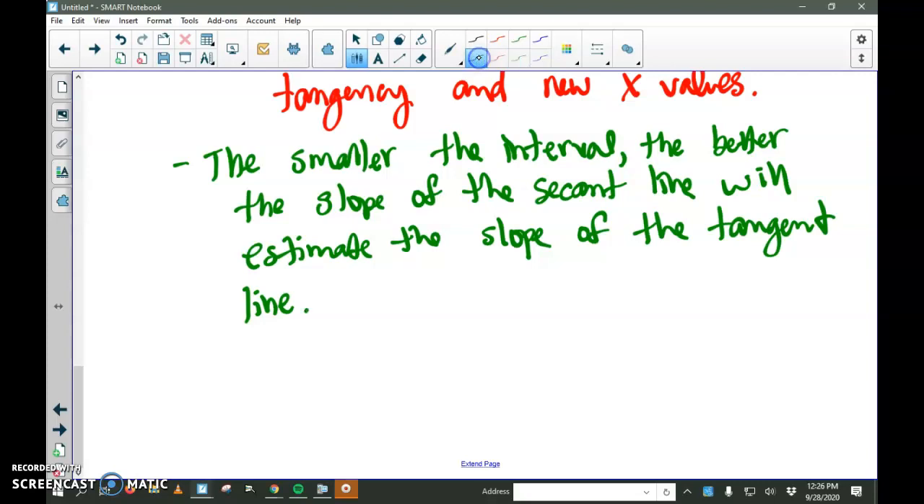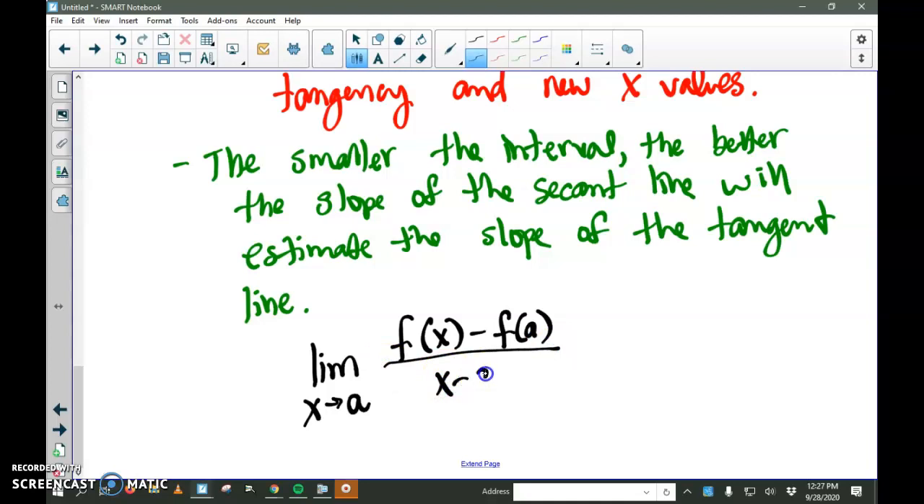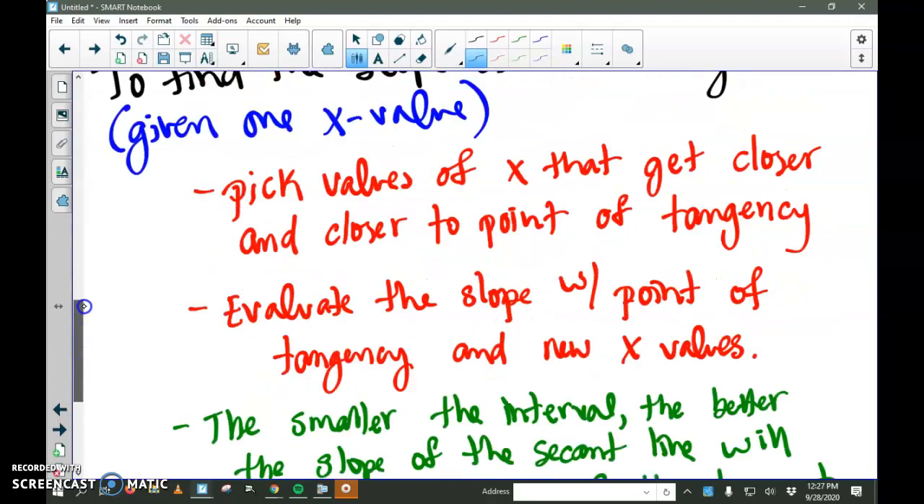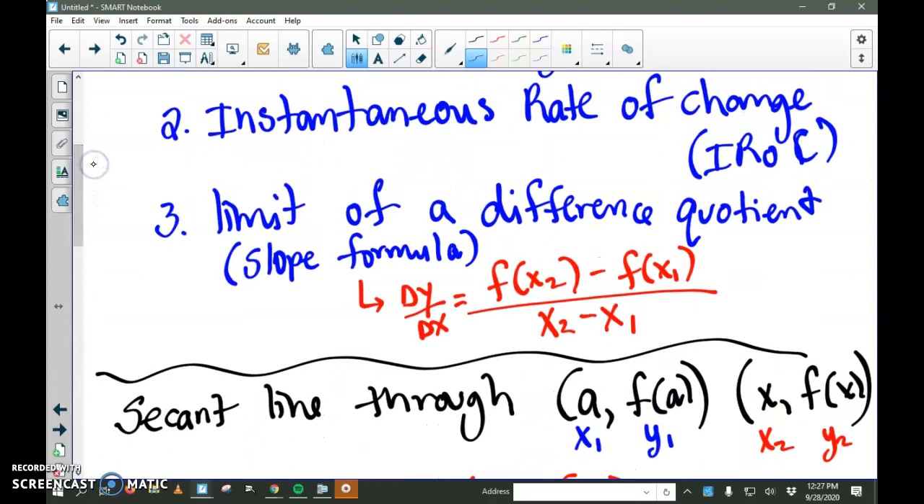And mathematically speaking, we say that this is the limit as my x values get really close to that a value, that point of tangency, of the slope formula. Change in y over the change in x. And all of this represents the derivative. This is the third representation of a derivative. So when I come back up here and say the limit of a difference quotient, that's what I'm writing. The limit as x approaches a.